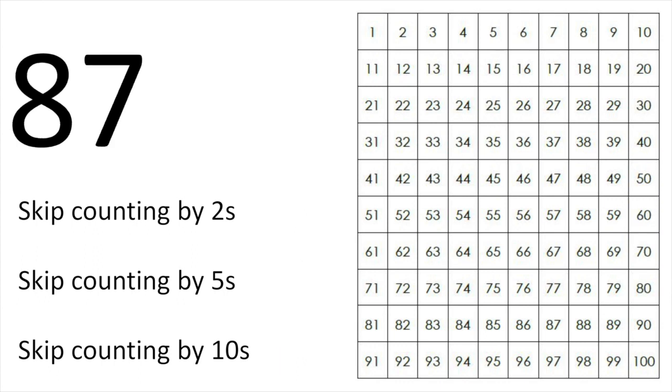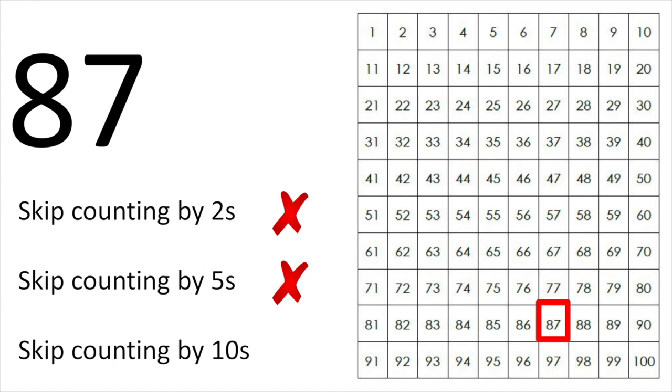The number 87. Could I get to the number 87 skip counting by 2s? No. It does not end in a 0, 2, 4, 6, or 8. It is an odd number. So I could not get there skip counting by 2s. I would get to 86 and 88, but not 87. Could you get there skip counting by 5s? No, it does not end in a 5 or a 0. I would get to 75, 80, 85, 90, but I skip over 87.